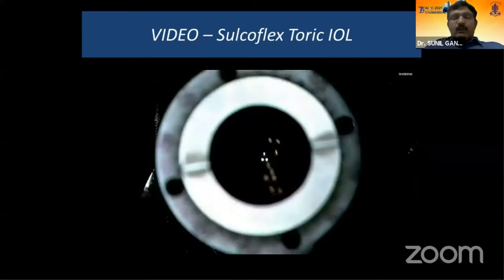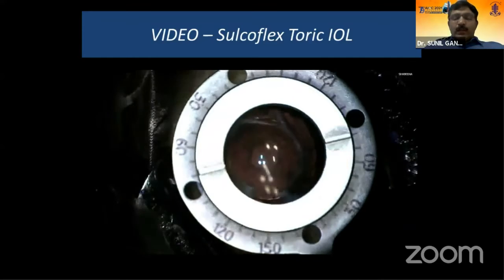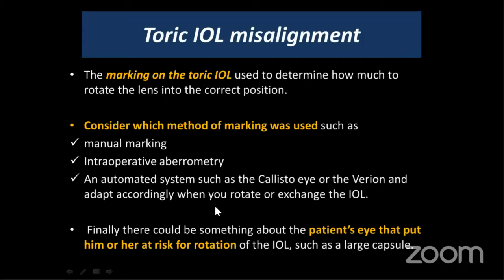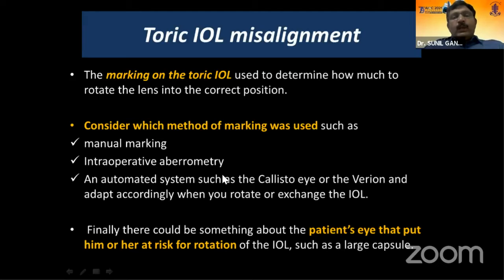This is a Sulcoflex toric IOL from Rayner. You can confirm the axis also. Toric IOL misalignment can occur if there is a defective marking procedure or manual marking methods are used. Whenever there is a toric misalignment, look into the method in which the marking was done and the technology which was used in the preoperative period, whether aberrometry was used, or an automated system, or a manual marking was done.